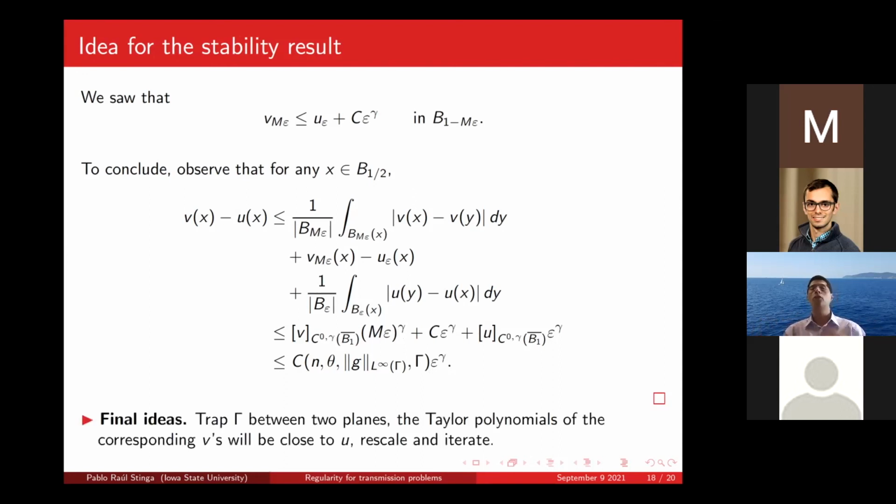Okay, and how do you continue with this? Now the idea is the same. You zoom, right? Rescale and repeat. So this is the idea of zooming in. Right? So you have the two planes, you have the solutions V that are close to U, so then the corresponding Taylor polynomials will approximate U at some scale. Then after scaling and iterating, you have planes that are closer and closer. The interface becomes flatter and flatter, and in the end, the solution U is C1. Okay.